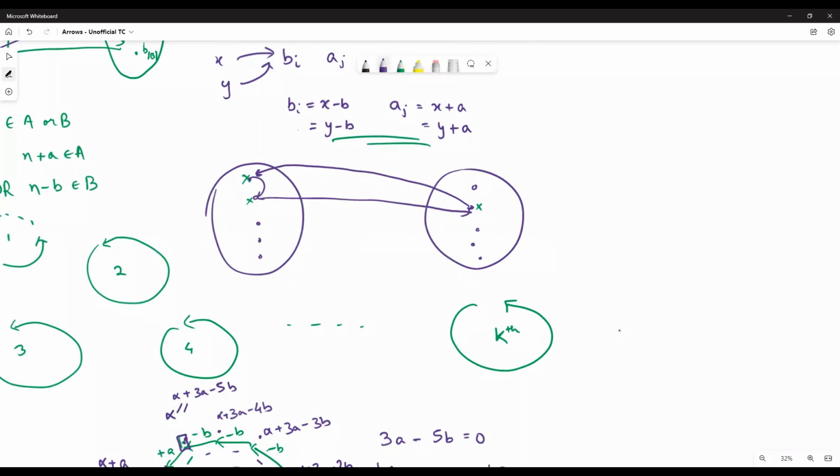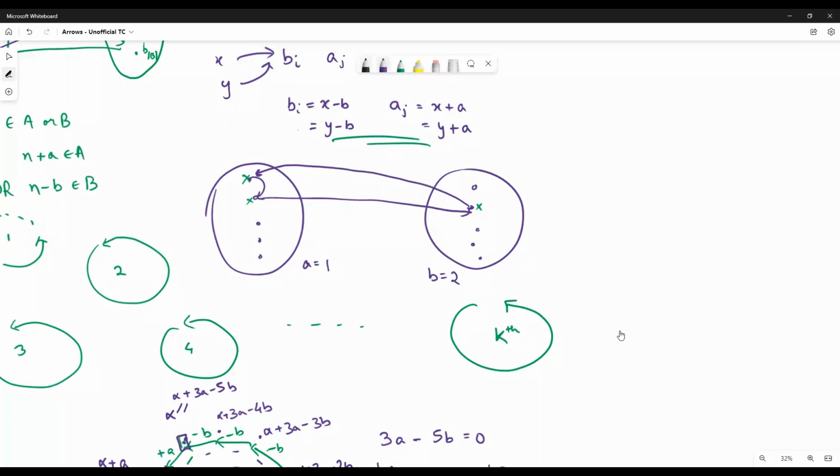So what we have done is, have you understood the approach? We have drawn arrows. Are you comfortable with the reasoning that there would be a cycle? Yes, A and B are finite sets, so there will be a cycle. So suppose small a is 1 and small b is 2.